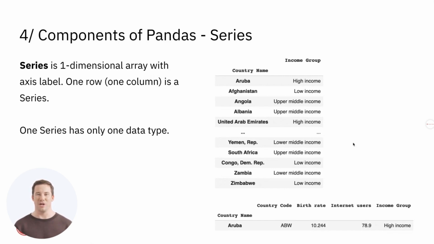When you get a line or a column from a data, then now your data will be in the series form. Or down here, you take out a row, which is the Aruba row, then here your data is in the series form, one dimension. One thing to note is that each series is only allowed to have one and only one data type.